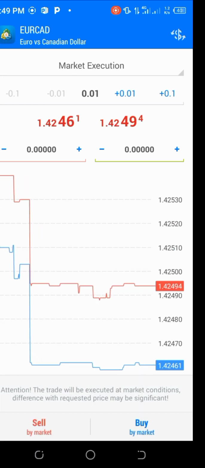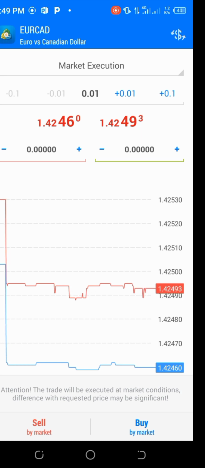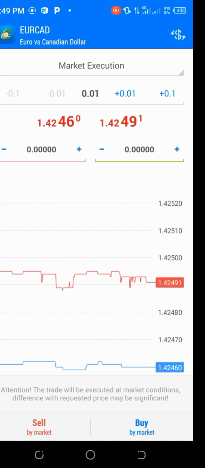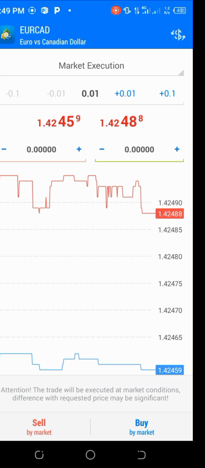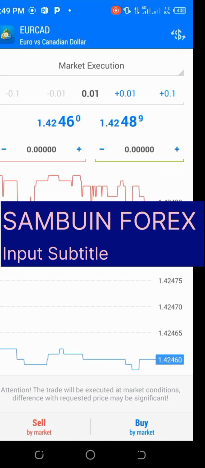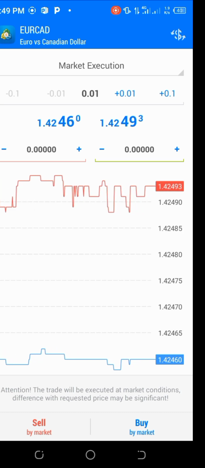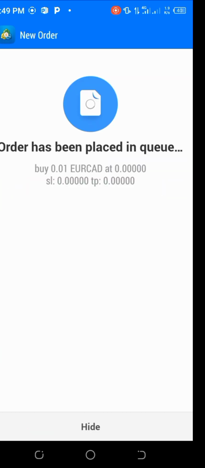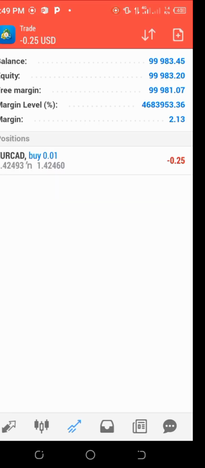Since we have analyzed the market, we are expecting that the market is going to go up. Remember, forex is all about speculation. When you do the right speculation, you make profit, and when you do the wrong speculation, you make a loss. Since we have done our analysis, we are going to place our buy here. So let's wait for the trade to be executed. All right, the trade has been executed. That's a lot size of 0.01.